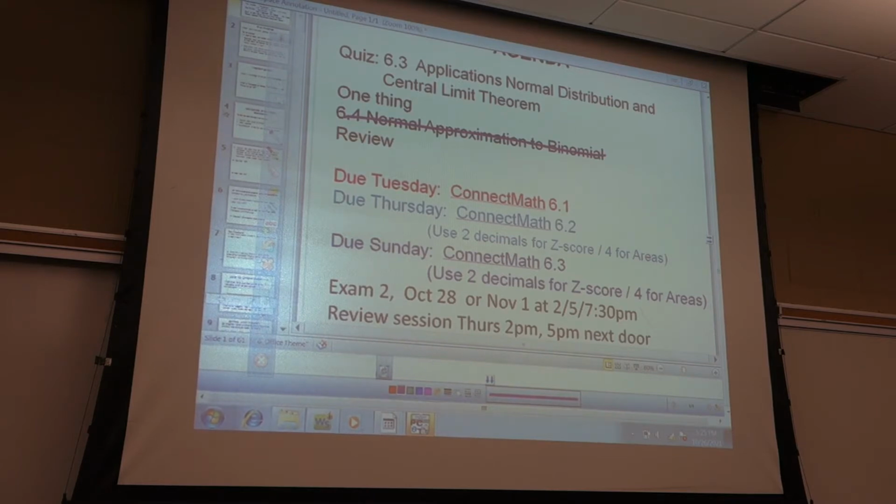What section is the exam covering? Is it covering all of 6? That's a good question. I think I have it on the next slide, possibly. Also, quick comment. There will be a review session Thursday at 2 o'clock, and another one at 5 o'clock next door. I've made little handouts with about 5 practice problems on them that she can go over with you folks.